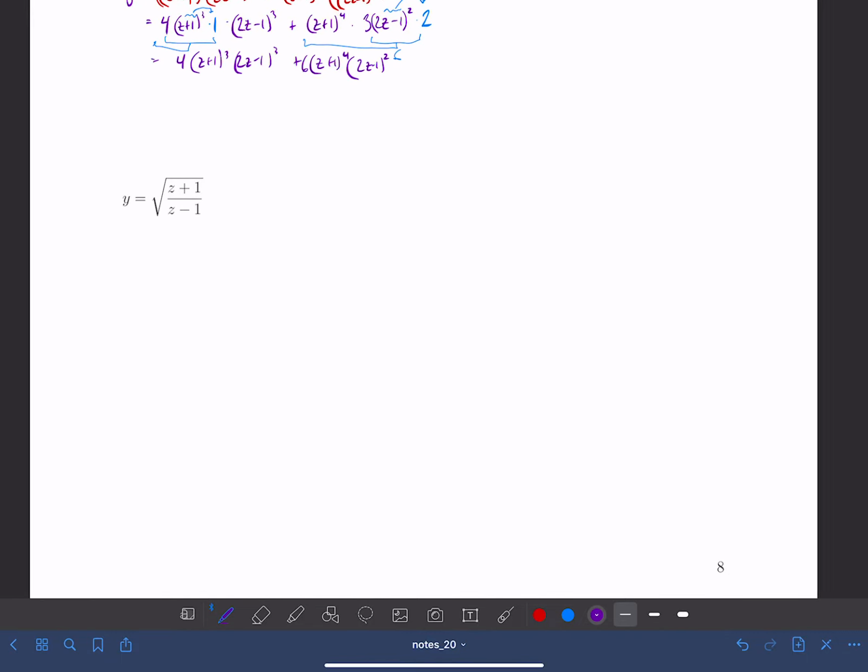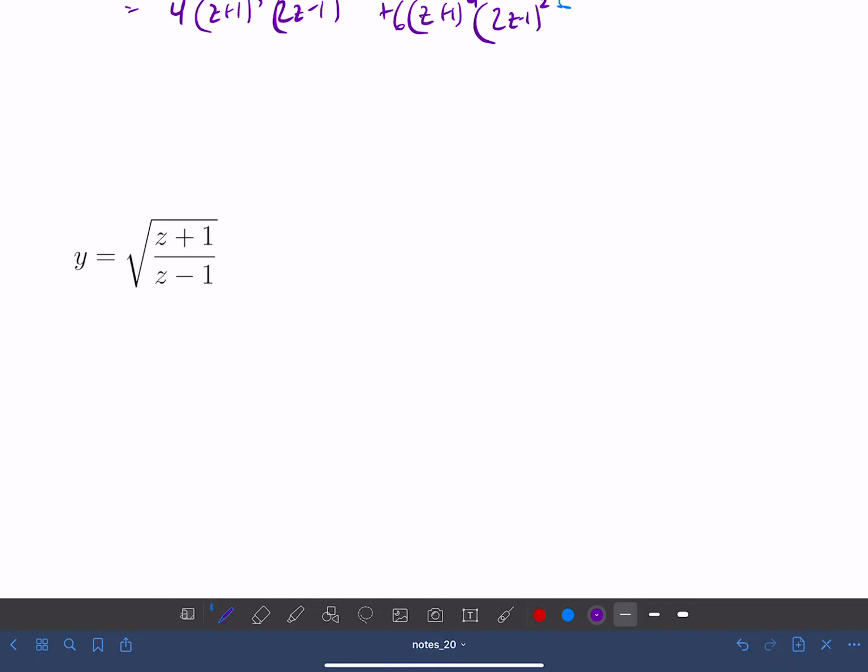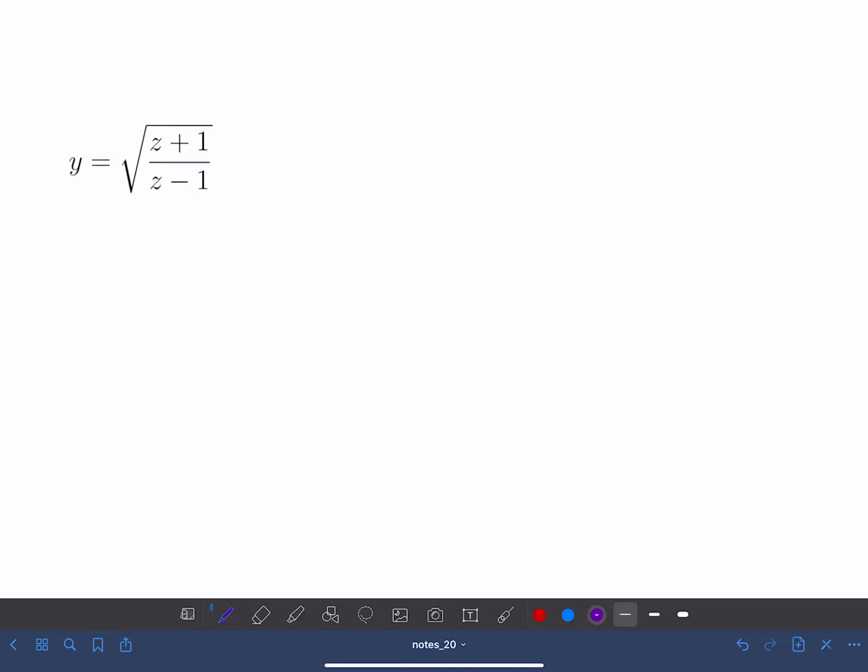Let's do one more problem here on page 8. So let's consider y equals the square root of a quotient. Go ahead and pause the video and give this a try. If you want a hint, moving forward, rewrite that square root using a 1/2 power.